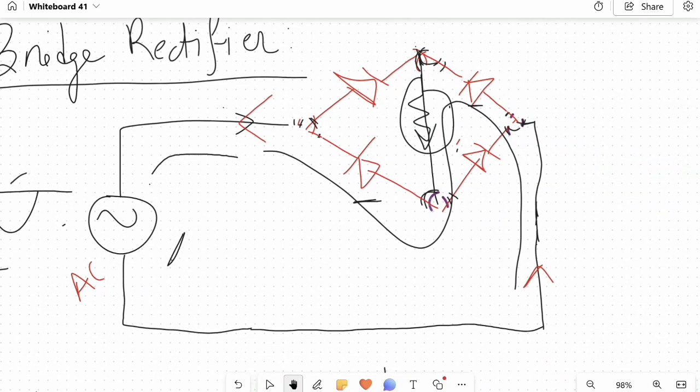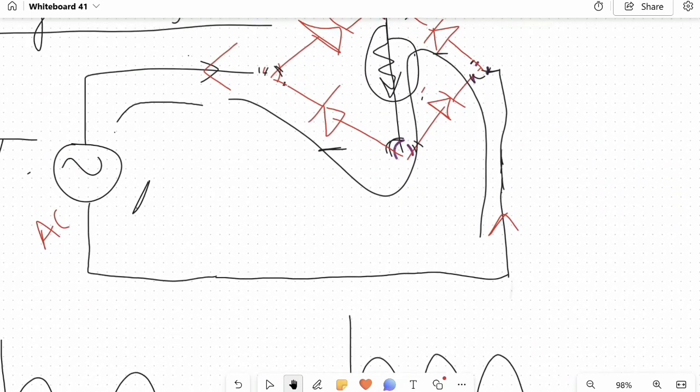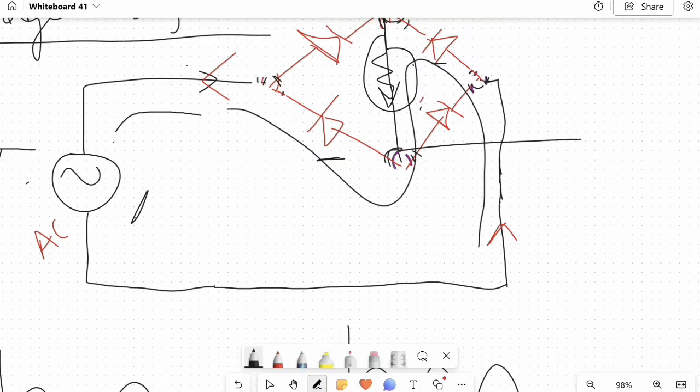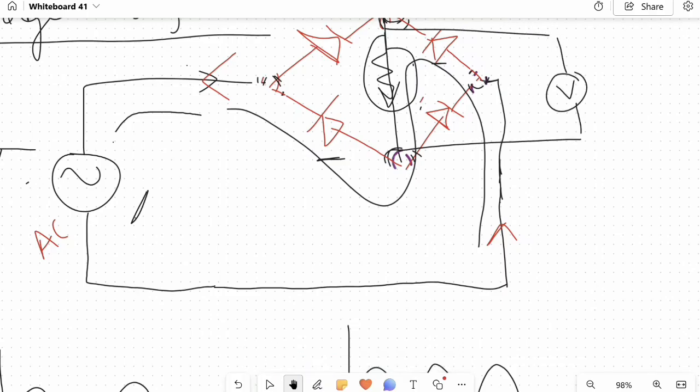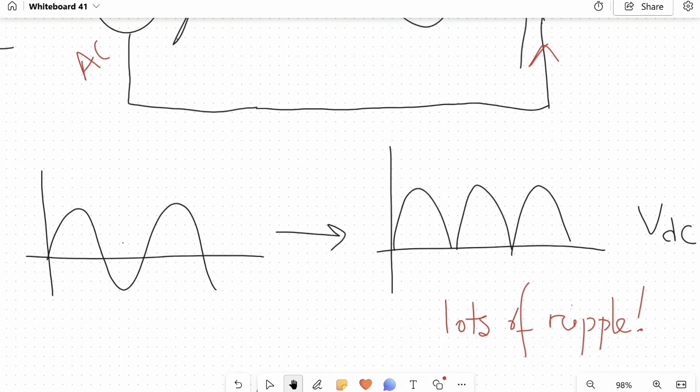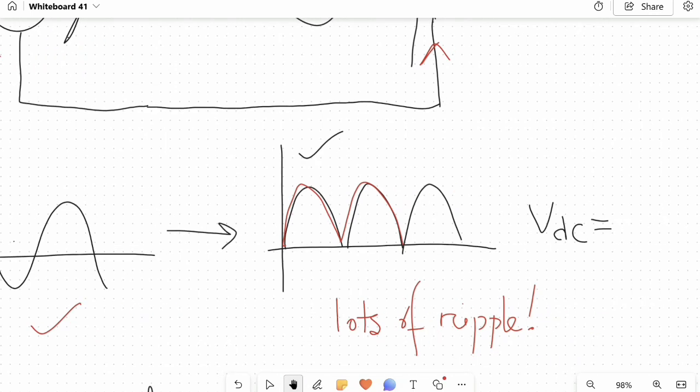So now if we place a voltmeter across our load, what are we going to measure? We will see something like this. All the half cycles in the input side will be rectified in our output. Now, this is a DC signal, but this is not a very good one. There are lots of ripples.